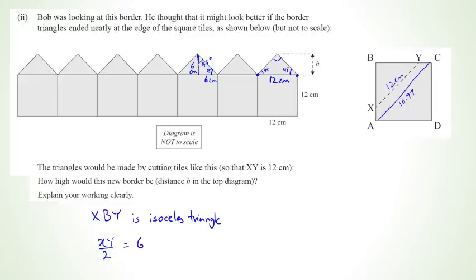Then if you want, you could put another point here. I'm just going to call this M, and I can say that because XBY is an isosceles triangle, BM or H is equal to 6 centimeters, because you're creating another isosceles triangle. Okay, so that's going to get you a merit. Now if your working is not clear but the correct height is given, then you get an achieved. All right, next question.